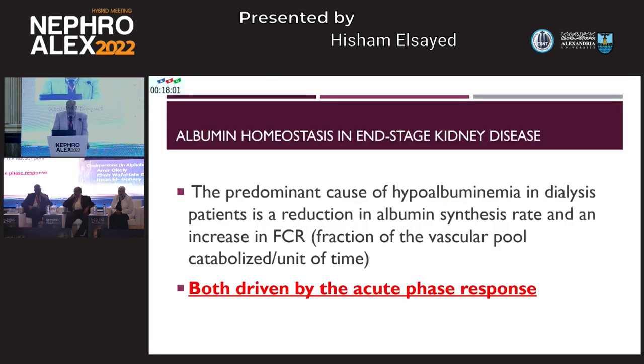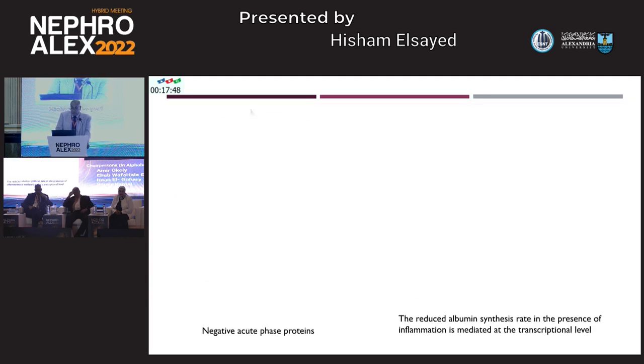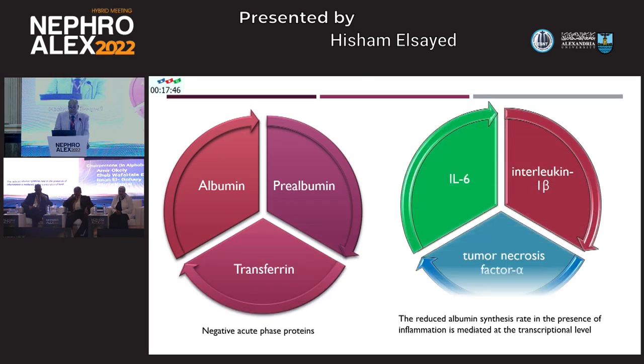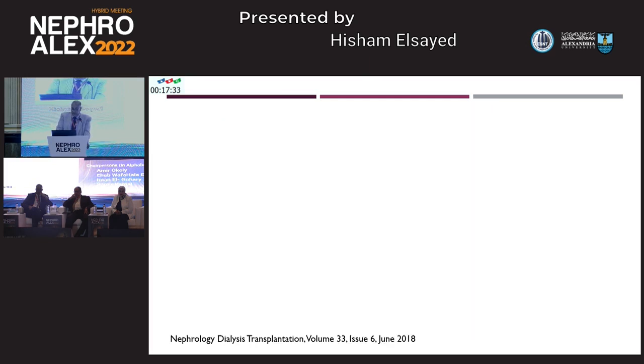Subsequently, the predominant cause of hypoalbuminemia in dialysis patients is the reduction in albumin synthesis rate and an increase in the fraction of the vascular pool catabolized per unit of time, both driven by the acute phase response. So we have a negative as well as a positive acute phase process for the acute phase proteins. Albumin is a negative acute phase protein, while cytokines like interleukins and tumor necrosis factor are positive.